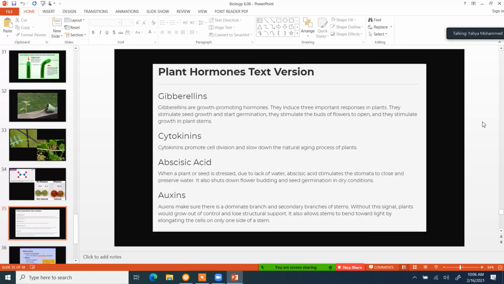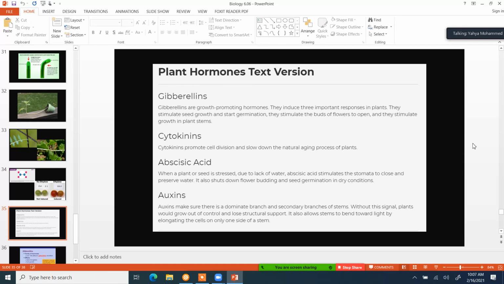All right, now let's talk about a couple of different plant hormones. We talked about auxins before, so we're not going to mention that again. We already looked at auxins. So cytokinins, the second one, promotes cell division and slows down the natural aging process of plants. So cytokinins are important in growth, all right?